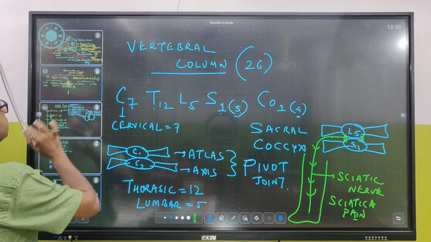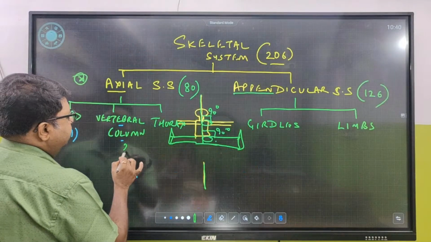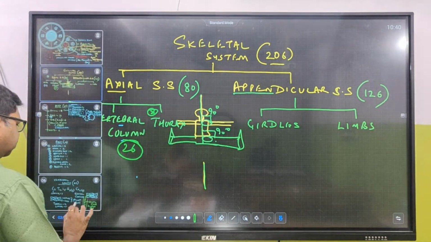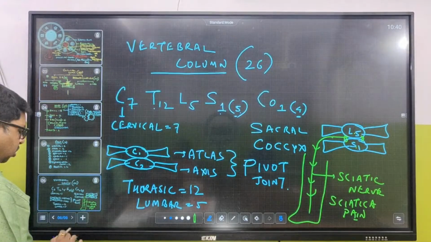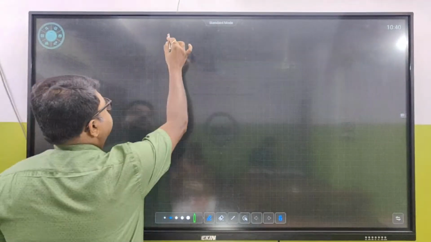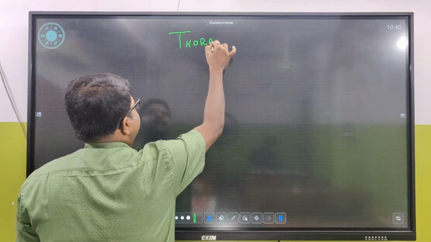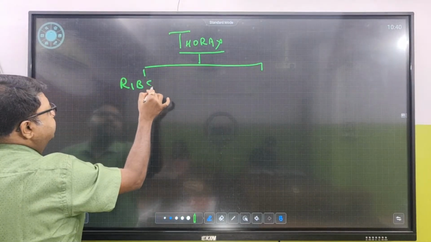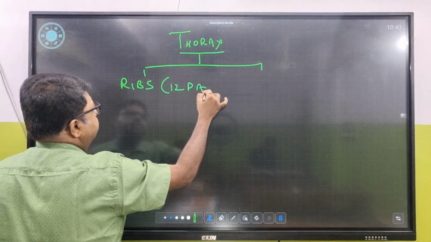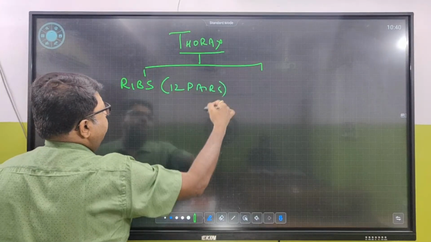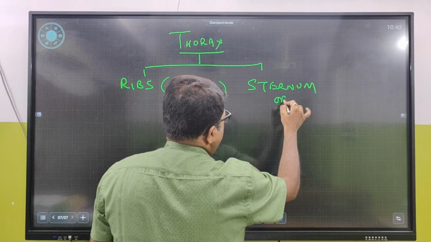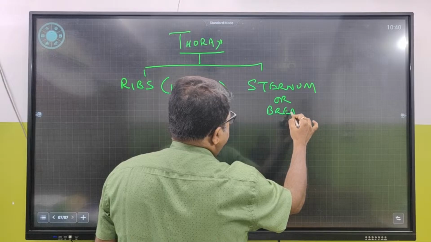So let's talk about this. In the vertebral column, how many bones are there? 26 bones. Let us talk about the thorax. In the thorax, there are 2 types of bones present. One is the ribs, and there are 12 pairs of ribs. And there is only one bone called the sternum, which is also called the breastbone.